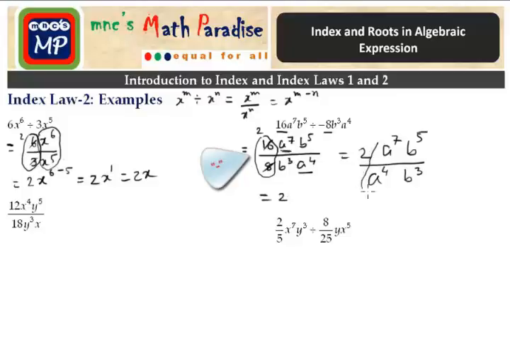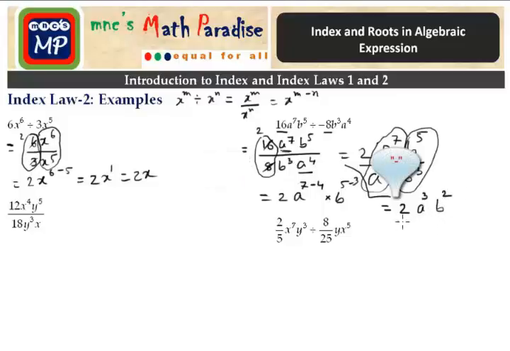This 2 will remain as it is. Between these two a, there is a division, that means a to the power 7 divided by a to the power 4. The numerator power is 7, the denominator power is 4, so a to the power 7 minus 4, and for the common base b, b to the power 5 minus 3. So we can write 2 a to the power 3, b to the power 2, that is b squared. This is the simplified form for this expression.